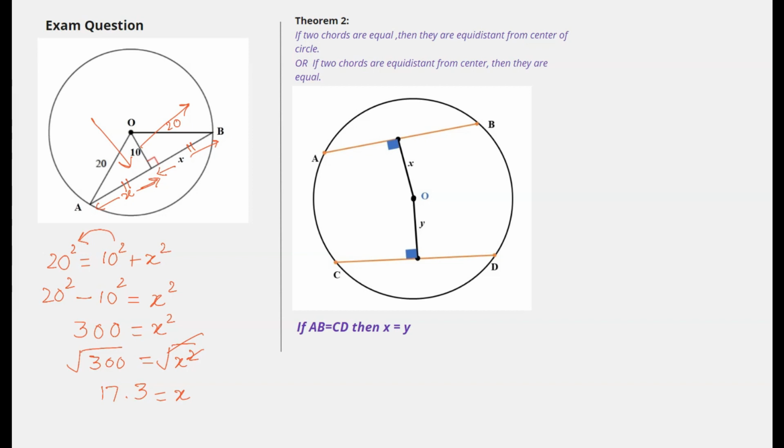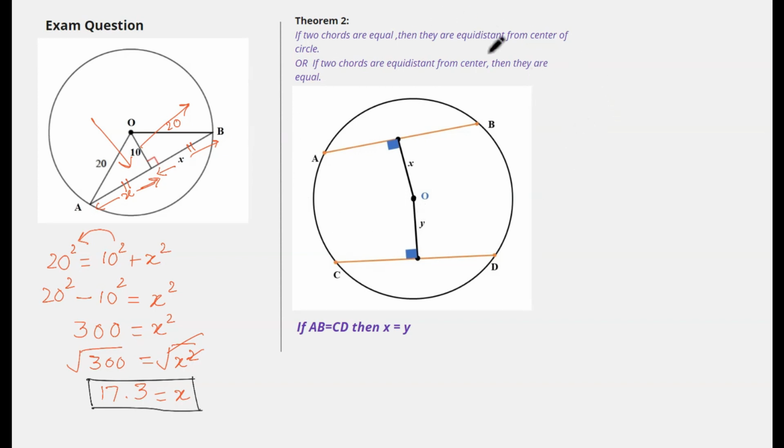So this is the solution. This is the value of x. And if you need to find the length of the chord AB, you need to multiply 17.3 by 2 to find the length of the chord.